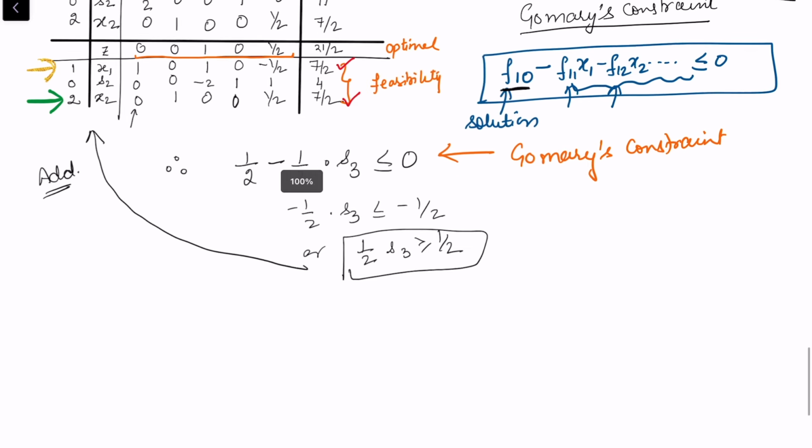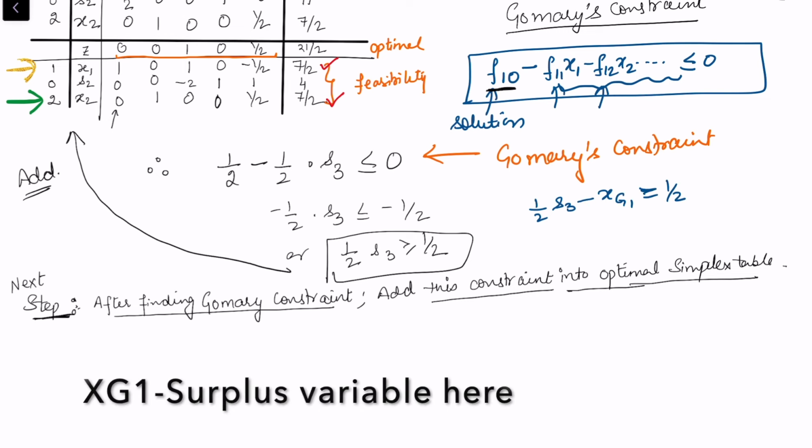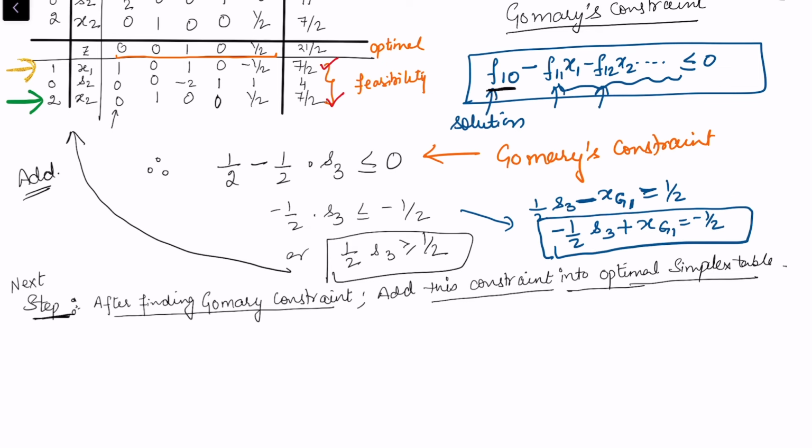So now we add the constraint in the given table. In the next step, after finding the Gomory constraint, add this constraint into the optimal simplex table. But again, adding the constraint has to be with the equality sign. So we will have the constraint half of s3 minus x g1 equal to 1 by 2. Whenever we add a constraint, we must have a positive coefficient for the newly coming decision variable. So I will again turn it into half of s3, the same constraint I am adding, plus x g1 equal to minus half. Now this is the constraint which I am going to add in my last table.